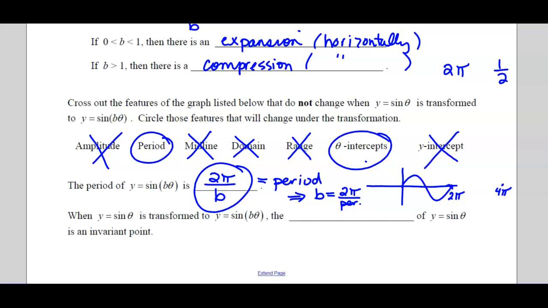So, in summary, this is transformed to y equals sine b theta. So what of y equals sine theta is an invariant point? So here, this y-intercept, right?